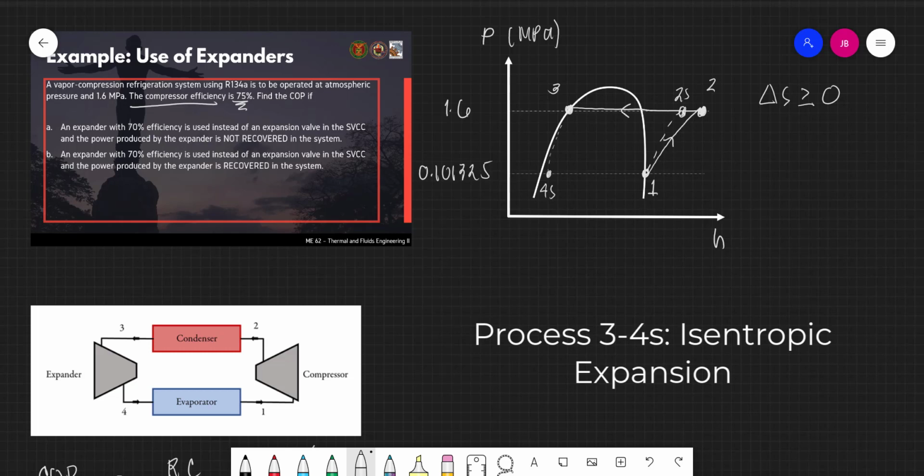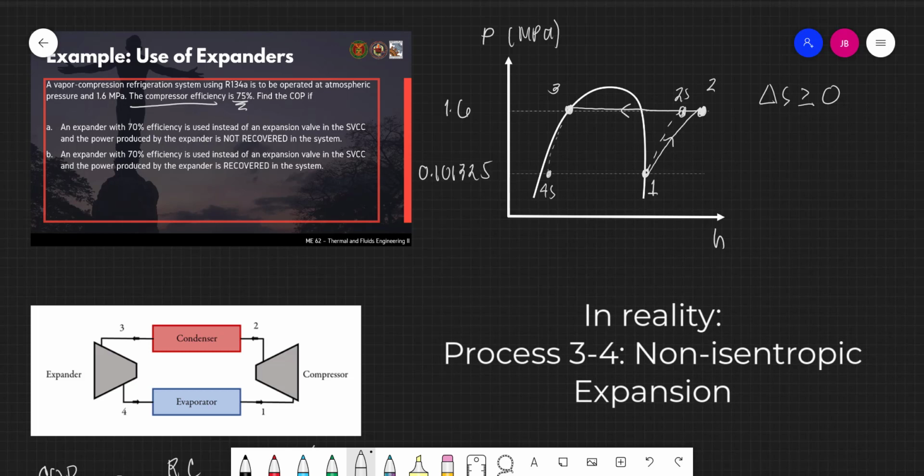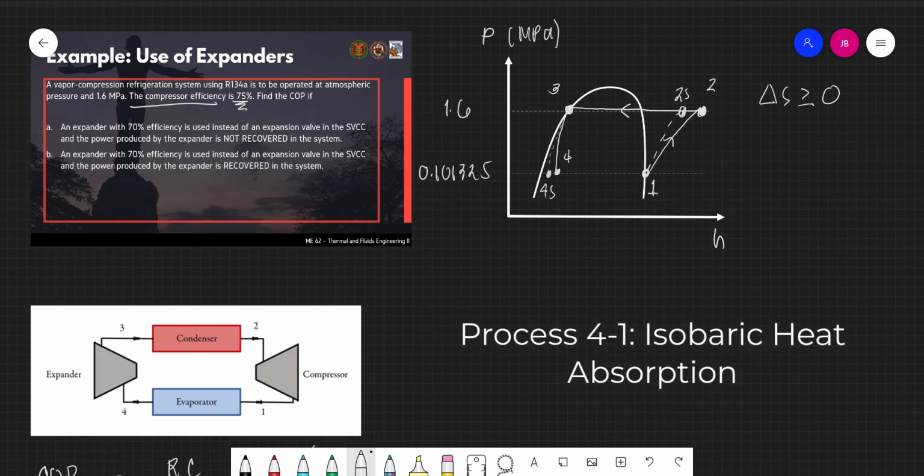So remember that this is an isentropic curve. But we know that this doesn't really exist because we have an expander efficiency that is not equal to 100%. So ang itsura ng ating non-isentropic expansion ay ganito. Finally, we have process 4-1 which is isobaric heat absorption.